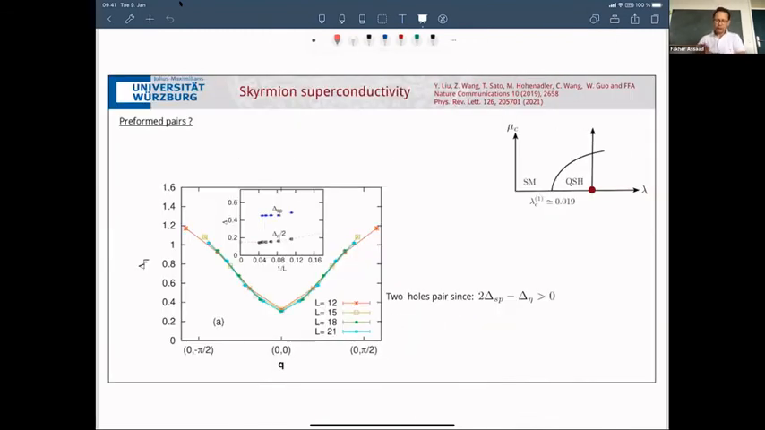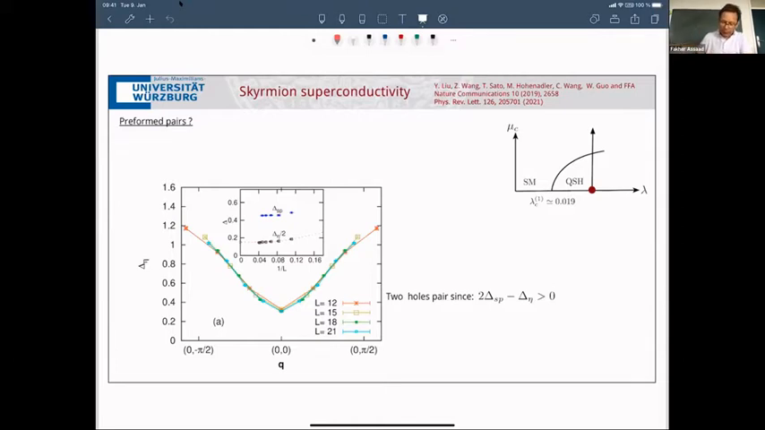Meaning that if I start to dope the system, will I dope directly with a pair as opposed to an electron? What this calculates, you can just look at the inset here. We put ourselves nicely in the quantum spin Hall phase, and we calculate the single particle gap and the pairing gap divided by two. Now you will see that two times the single particle gap minus the pairing gap is bigger than zero. That means that if I dope the system, I will dope a pair and not two independent electrons. Two electrons, if I dope them, they bind and want to form a pair. So doping goes through pairing.